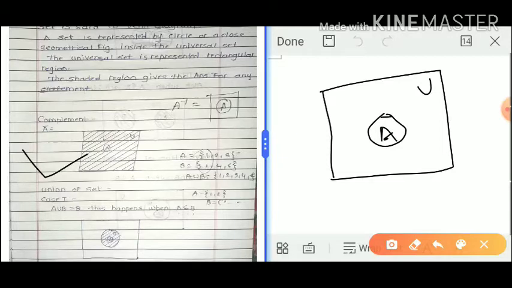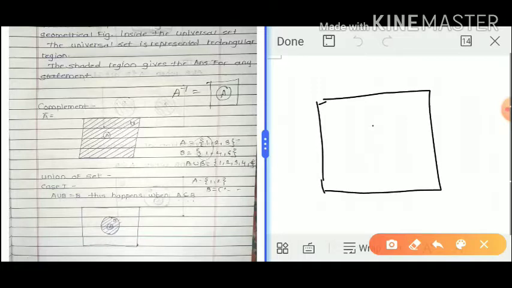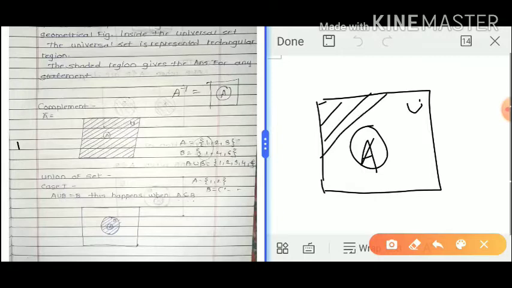Next, A complement. What is the meaning of A complement? This is a rectangle, this is a circle A, and this is the universal set U. A complement means all the elements of the universal set but not in A. So discard the set A and shade all the elements other than A, all the elements of U, the universal set. This is A complement.